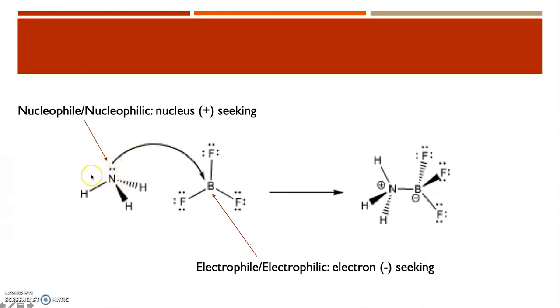The Lewis base that has the extra lone pair is called nucleophile or nucleophilic, which means it's nucleus seeking. So it's looking for a positive charge that it can share its electrons with. And the Lewis acid is called an electrophile or an electrophilic species, and it's electron seeking, right? So it's looking for a lone pair of electrons to bond with. And again, you usually end up with this adduct where you've created a new bond. So you haven't transferred electrons from one place to another, but now you're sharing electrons.